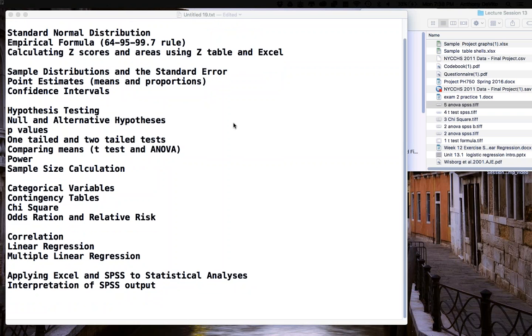Okay, and let's see. We calculated different kinds of point estimates. In other words, means and proportions, depending on the kind of data it was. If it was binomial data, we calculated a proportion, yes and no, diabetic, not diabetic. If it's a numerical variable, we calculated a mean. And once we calculated a mean based on the sample, we wanted to know how certain we were that we were close to the mean.